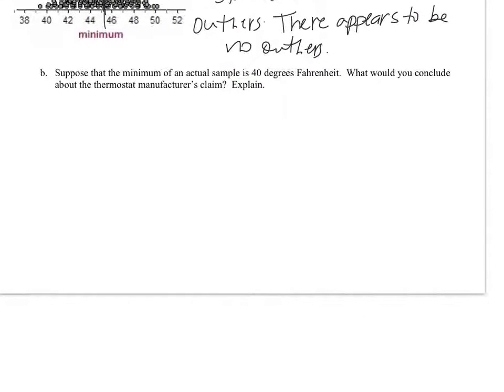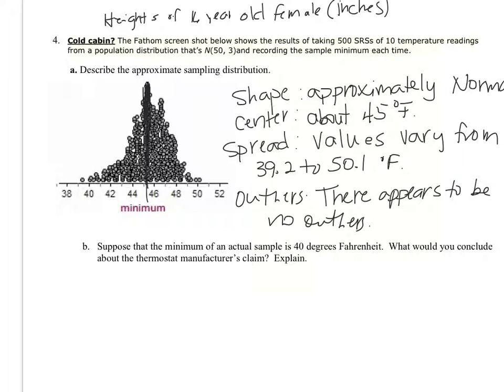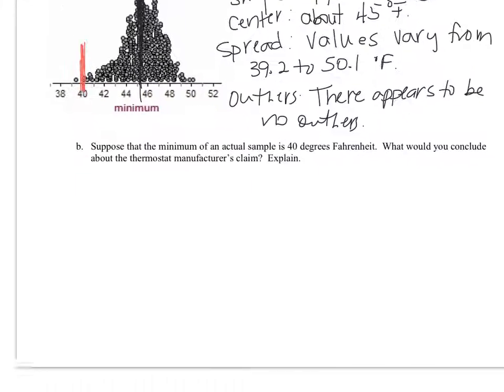Alright, and then part B: suppose that the minimum of an actual sample is 40 degrees Fahrenheit. What would you conclude about the thermostat manufacturer's claim? If we look at where 40 degrees Fahrenheit occurs, 40 degrees Fahrenheit is here. If that were to be the center of the distribution, if that were actually true, how many of them are less than that? Only 1. So again, we're talking about the probability of it being 40 is so low that this is not at all what we expect.